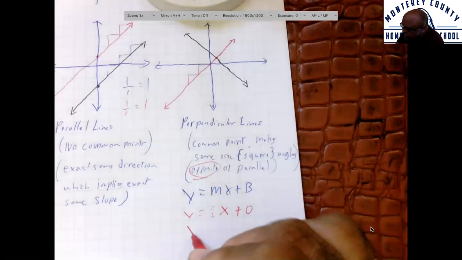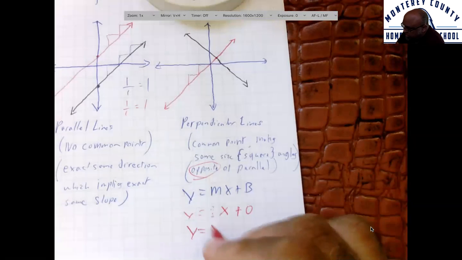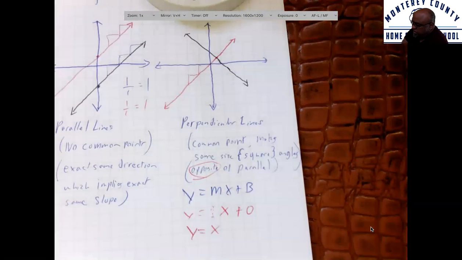Or basically in this one, this would be just like the parent form, y is equal to x. So that's a fairly simple equation, but in simplest form, you could write it as y is equal to x. But if you wanted it in slope-intercept form, it's y is equal to 1x plus 0. Okay.